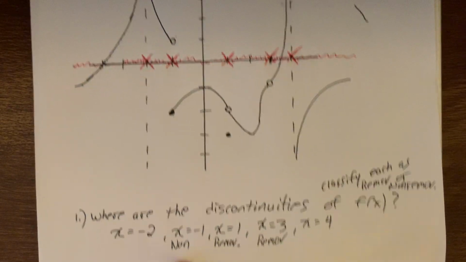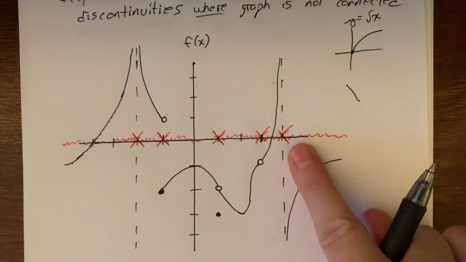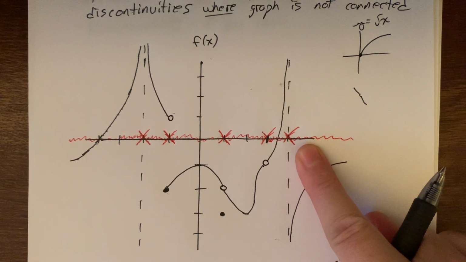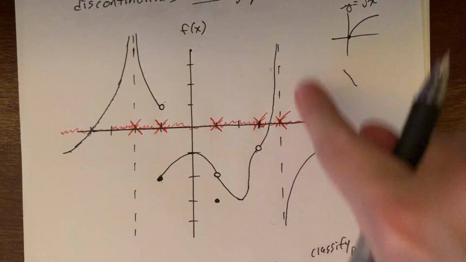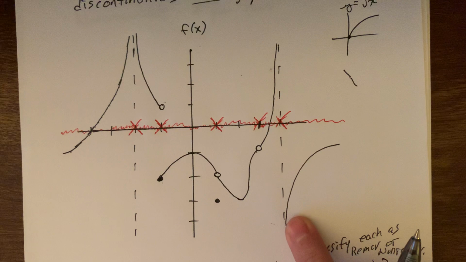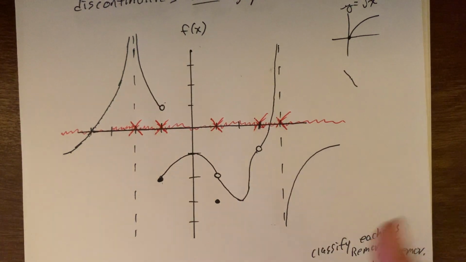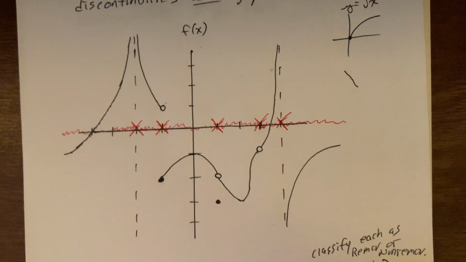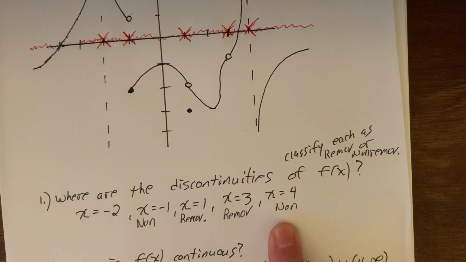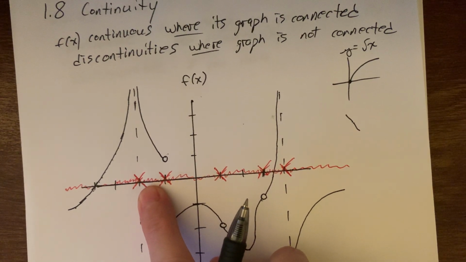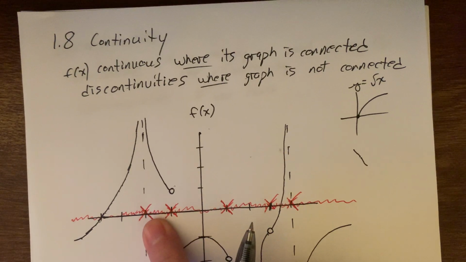And now what about the two asymptotes? Well, let's jump out to 4 first. Hopefully we realize 4 is definitely non-removable. There's no way you're filling in a point and connecting this to this. There's just no way to connect this to this by filling in a single point. So that one is definitely non-removable. But what about over here at x equals -2?